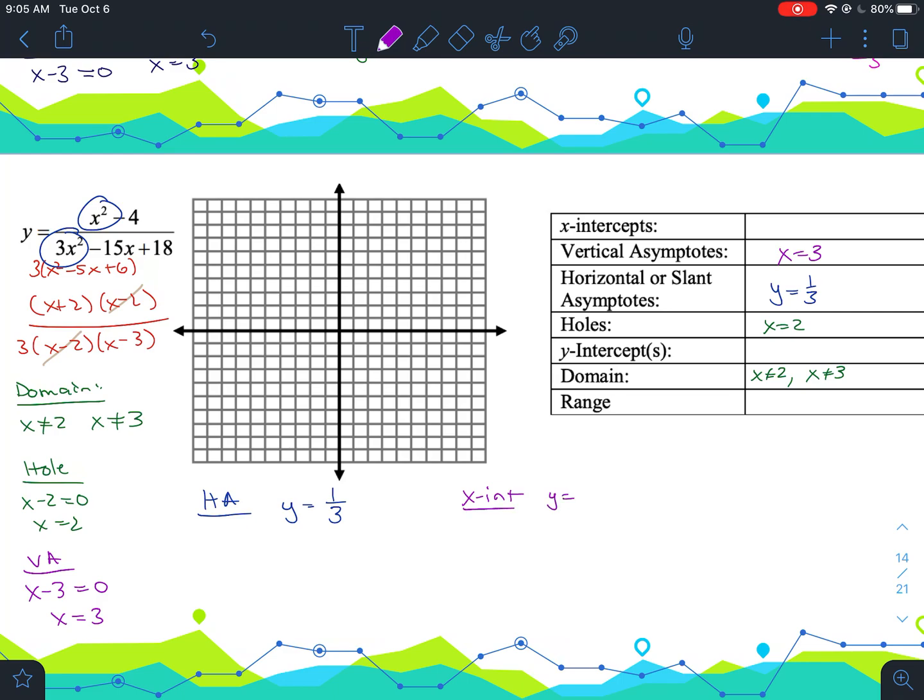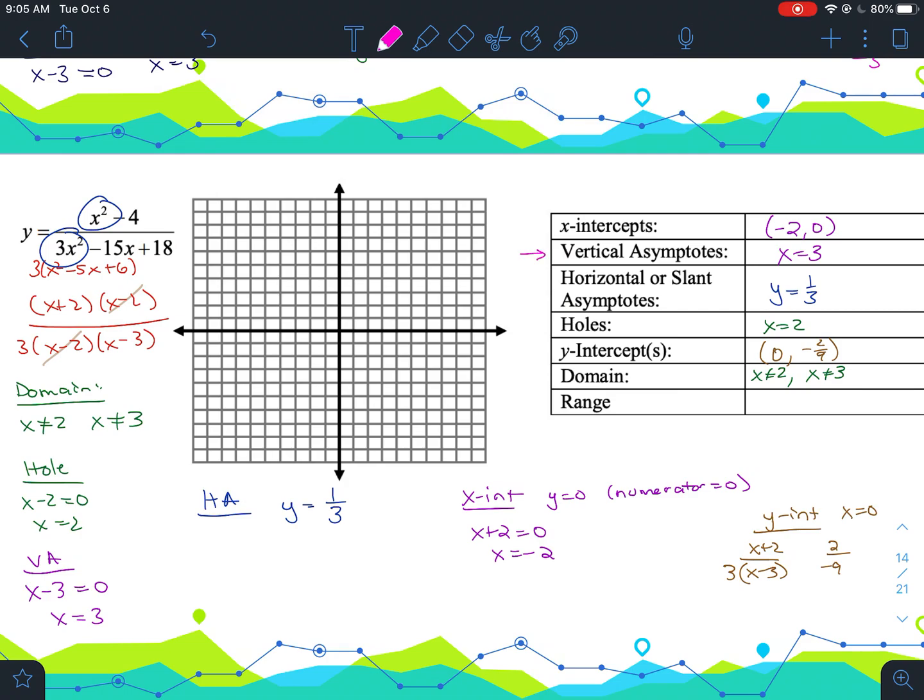And then your x-intercepts, remember, after you factor and cancel, are what makes the numerator equal to 0. So what's left in the numerator is x plus 2, and x plus 2 equals 0 when x is equal to negative 2. So I have an x-intercept at negative 2, 0. To find your y-intercept, you let x equal 0. So if I plug 0 in for x, I have x plus 2 over 3 times x minus 3. After I plug in the 0, I get 2 over negative 9. So I get a y-intercept at 0, negative 2 ninths.